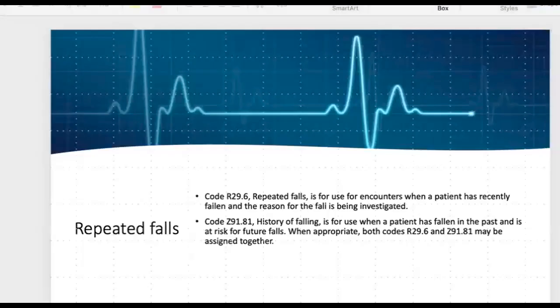But if there's nothing mentioned about that, no investigation, no probe, the code that you're going to assign, guys, is, what does the guideline say? This one, Z91.81, history of falling. If the patient had fallen in the past, this is the code you are to assign. So be careful with R29.6, because this is a more appropriate code if there was no investigation of the recent fall that is being undertaken.